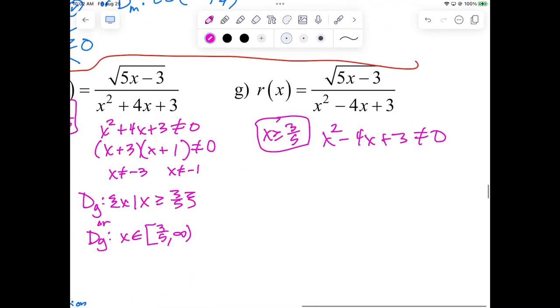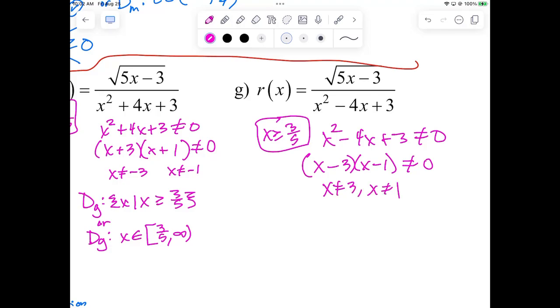And now we can factor it. It looks like x minus 3, x minus 1 can't be 0. Pulling the roots directly off of there, we get x can't be 3 and x can't be 1. All right. So again, only need to exclude them in our final answer if they're bigger than 3/5. And both of these, of course, being positive numbers bigger than 3/5, we need to step over both of them. We need to exclude both of them.